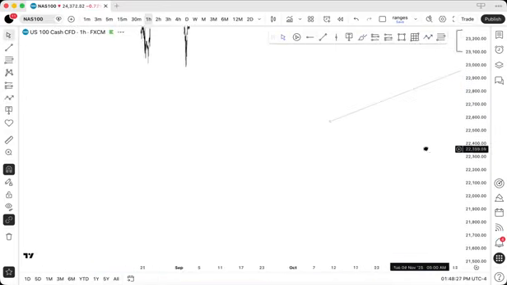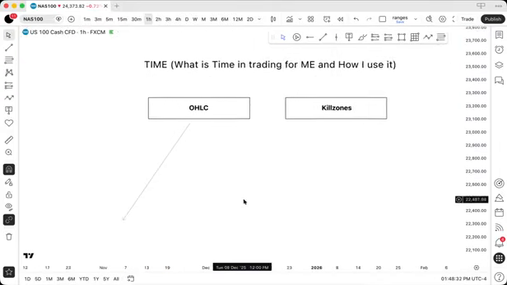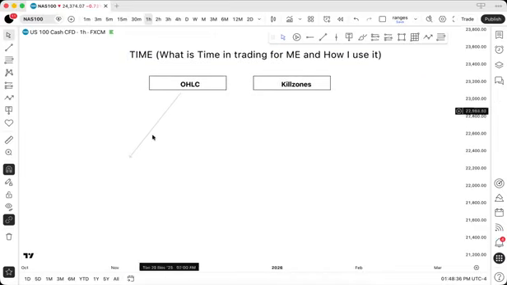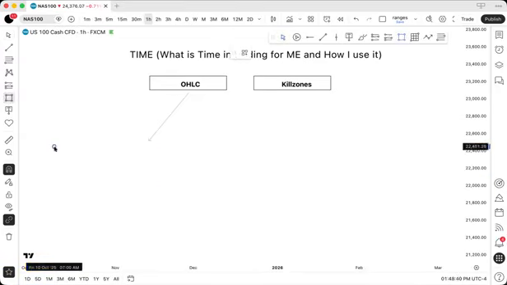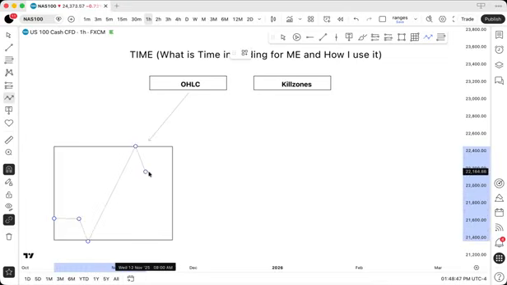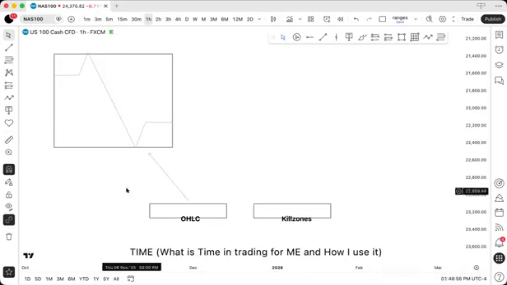Open, high, low, close. Let me make it like this. So open, high, low, close. Great. Okay, so what is this for me? Actually, it's how a candle develops, bullish and bearish. A bullish candle is open, low, high, close. This is a bullish candle, and a bearish candle is this: open, high, low, and close.